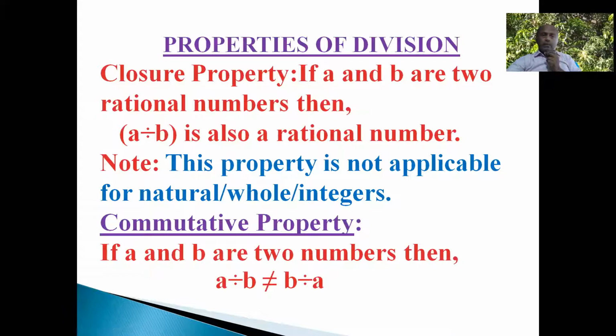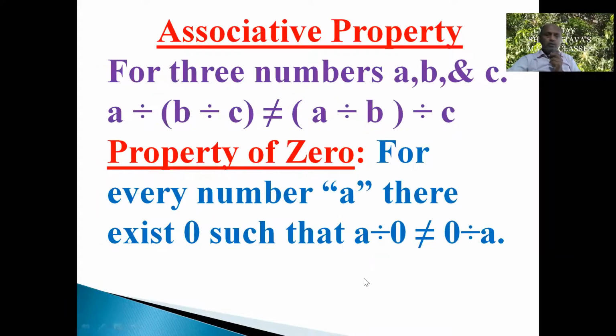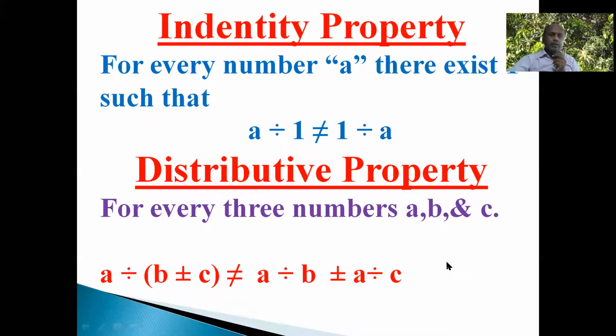Now the properties of division for the rational number. So closure property is not applicable because division of two numbers is not commutative. So a upon b is not equal to b upon a. You can say commutative property is not applicable over here. Associative property: a divided by b divided by c is not equal to a divided by b divided by c. Similarly, property of 0 is also not applicable. a divided by 0 is not equal to 0 divided by a. Same identity property also not applicable and distributive is also not applicable over here.